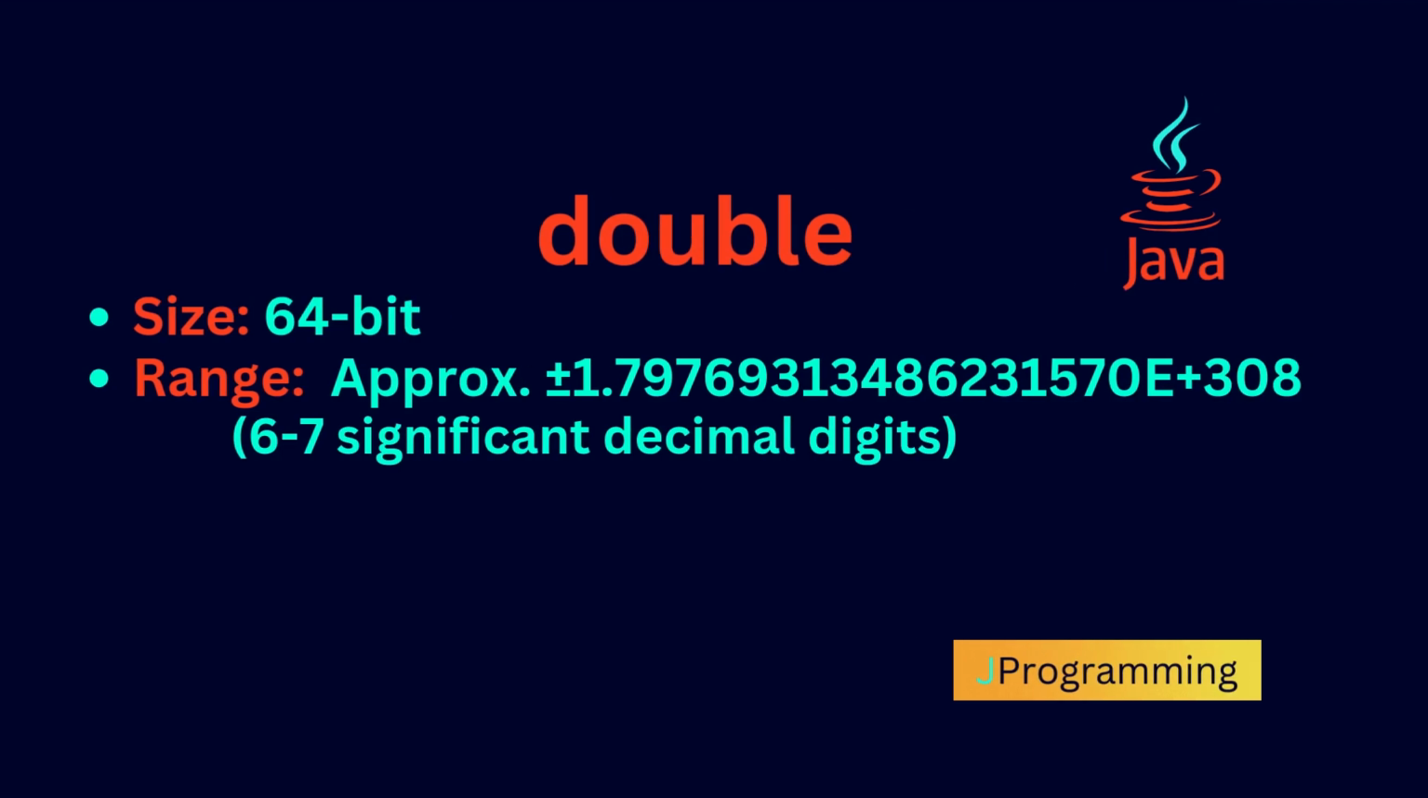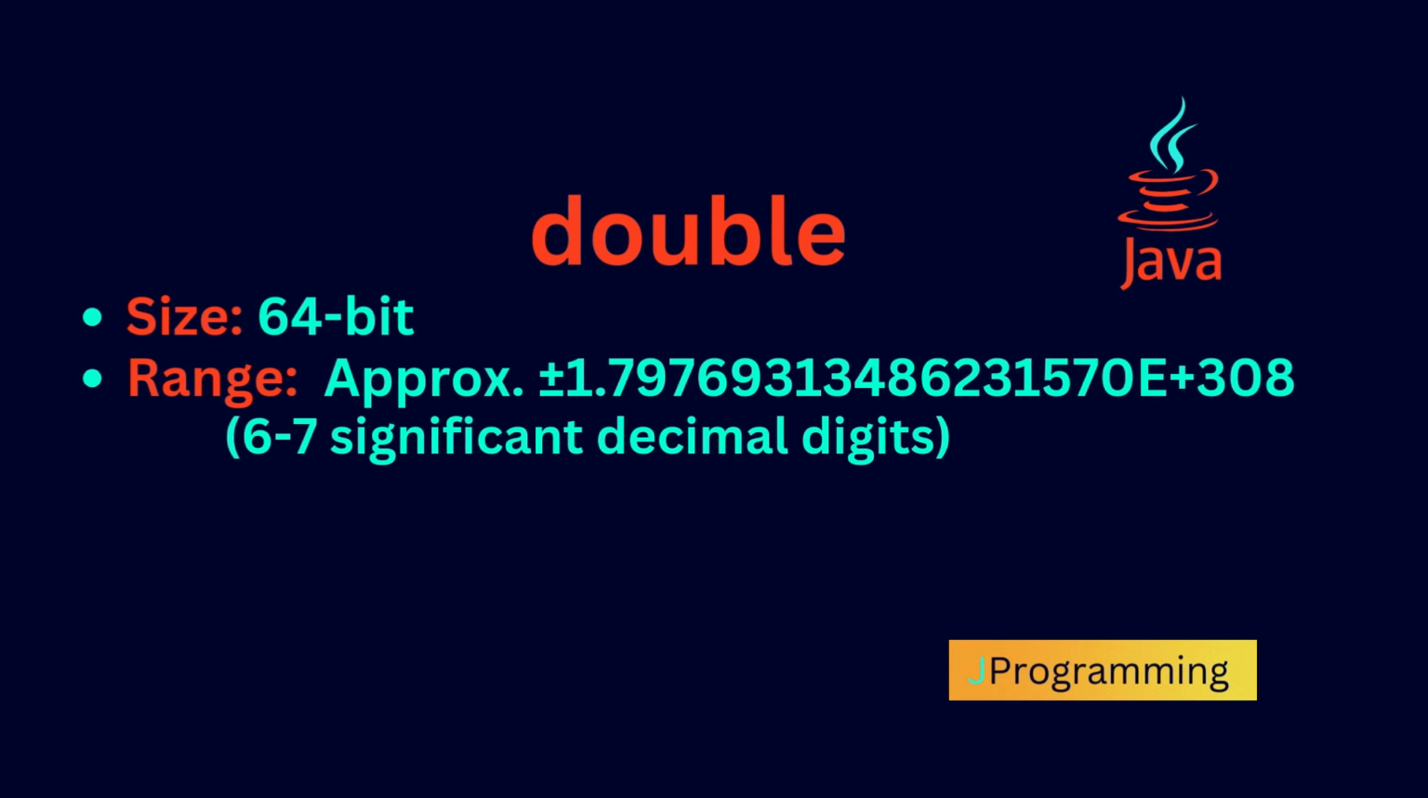For more precision, we use double, a 64-bit IEEE 754 floating point. This is the default type for decimal values in Java. Doubles are more precise than floats and are used in most cases when dealing with decimal values.